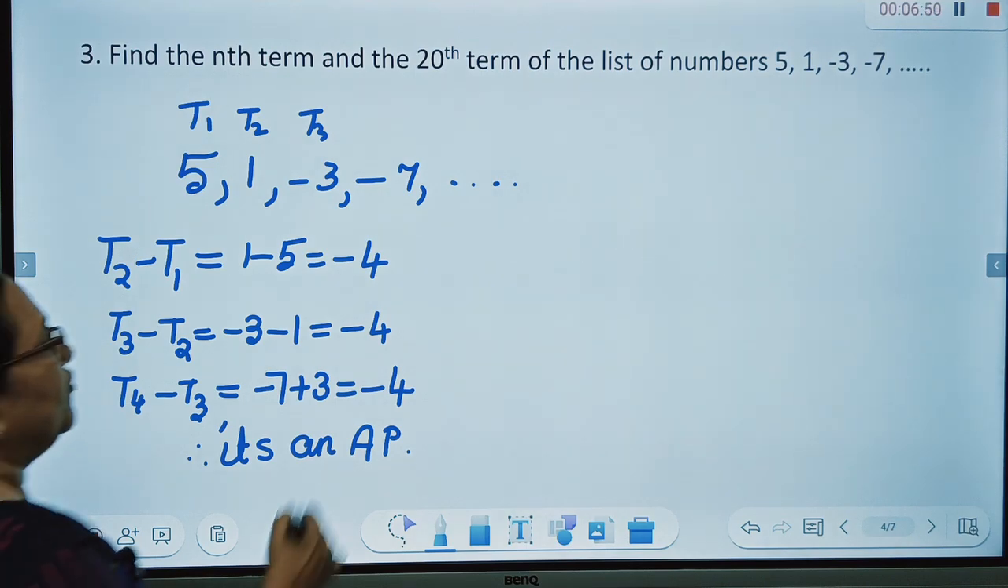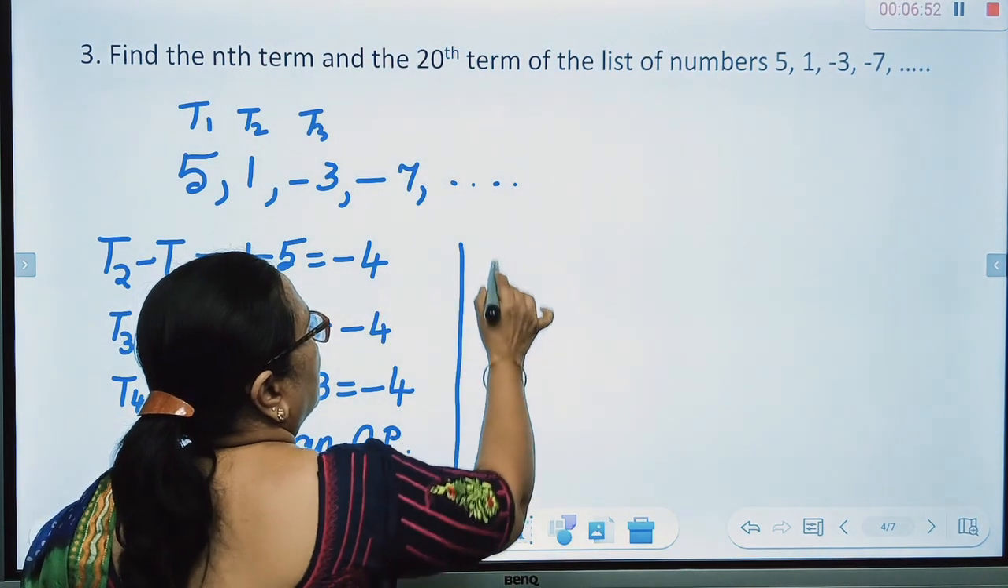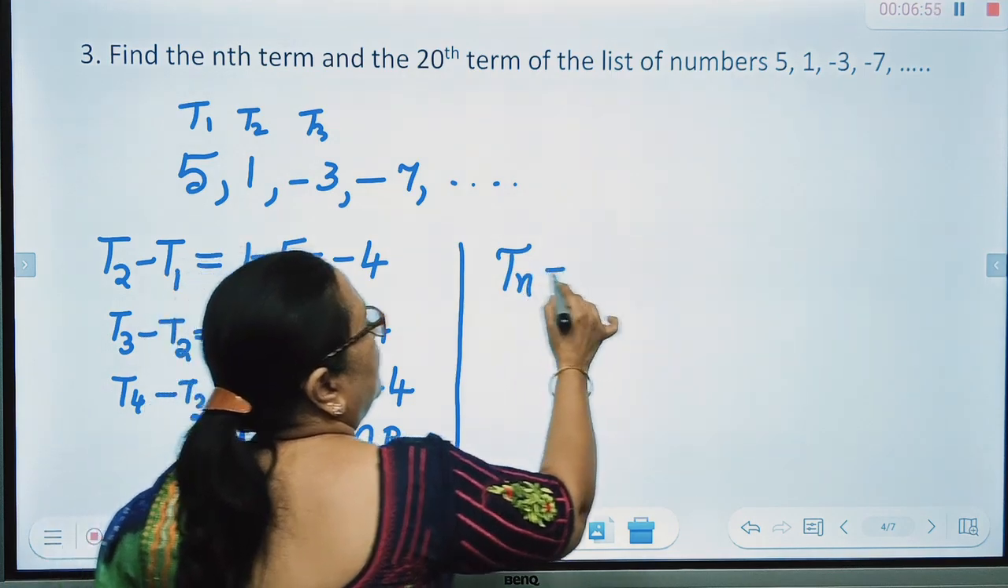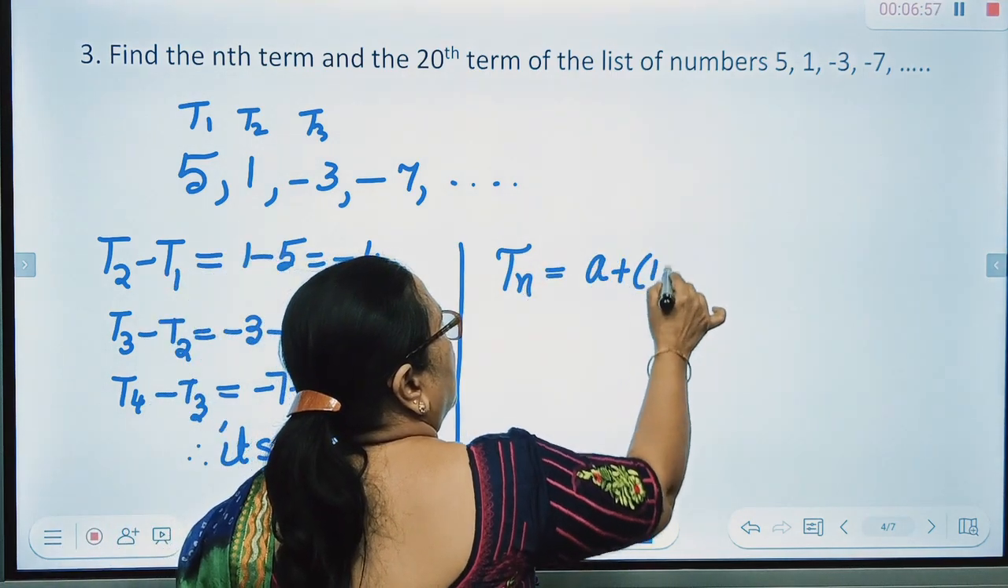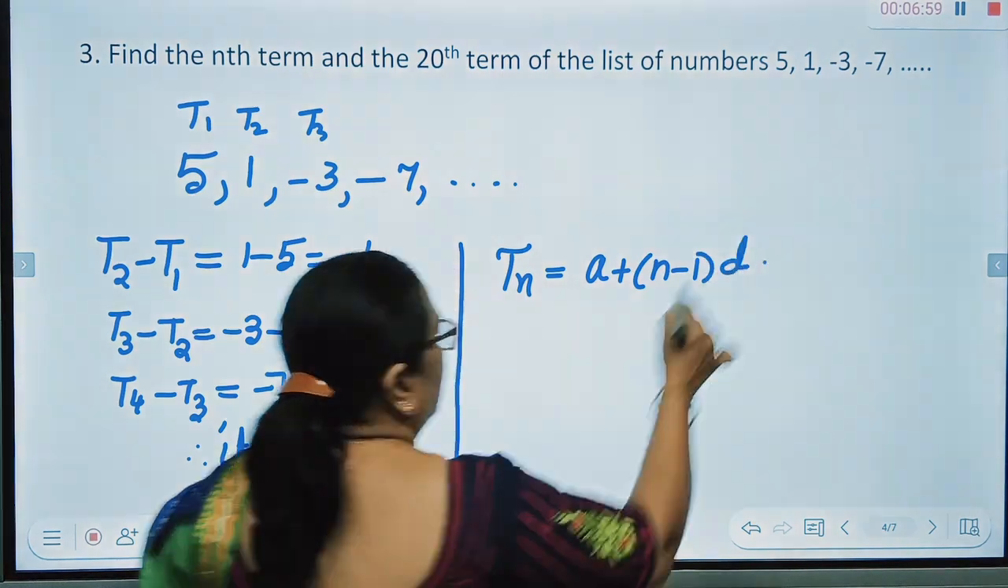Now what is it that you have to find? What is the nth term? How do you find the nth term? A plus n minus 1 into d.